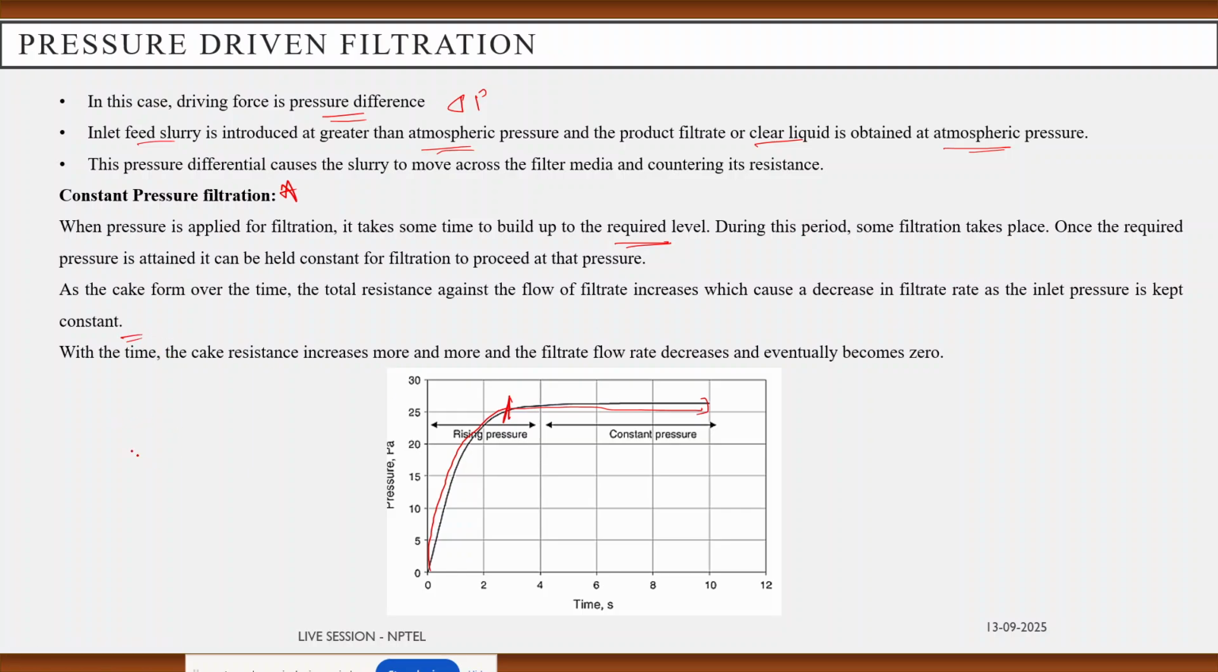So as the pressure is constant, over time the flow rate decreases. With time the cake resistance increases more and more because the cake layer is growing, and the filtrate flow rate keeps decreasing, and eventually the filtrate flow becomes zero. Then we have to replace that filter medium.